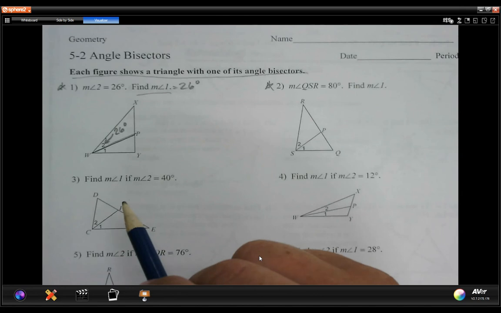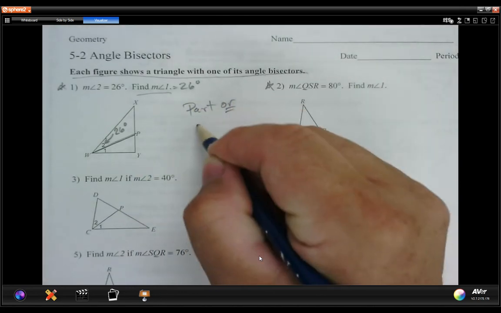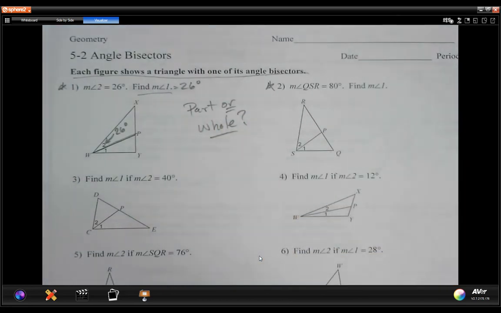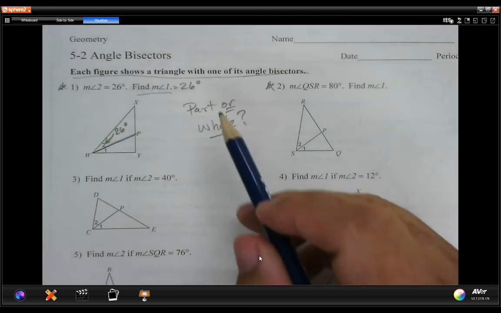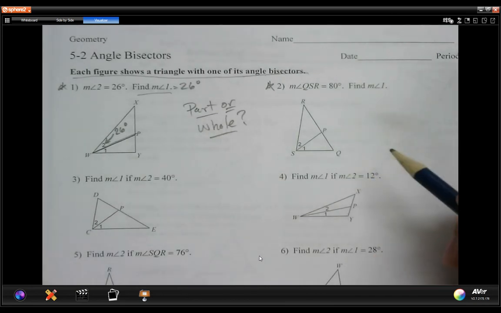Is it looking for a part, or is it looking for a whole? You remember we said that a whole lot when we were talking about chapter 1. We were talking about segments and angles, all kinds of other things. We had to ask this question a lot, part or whole. So that brings me to number 2.